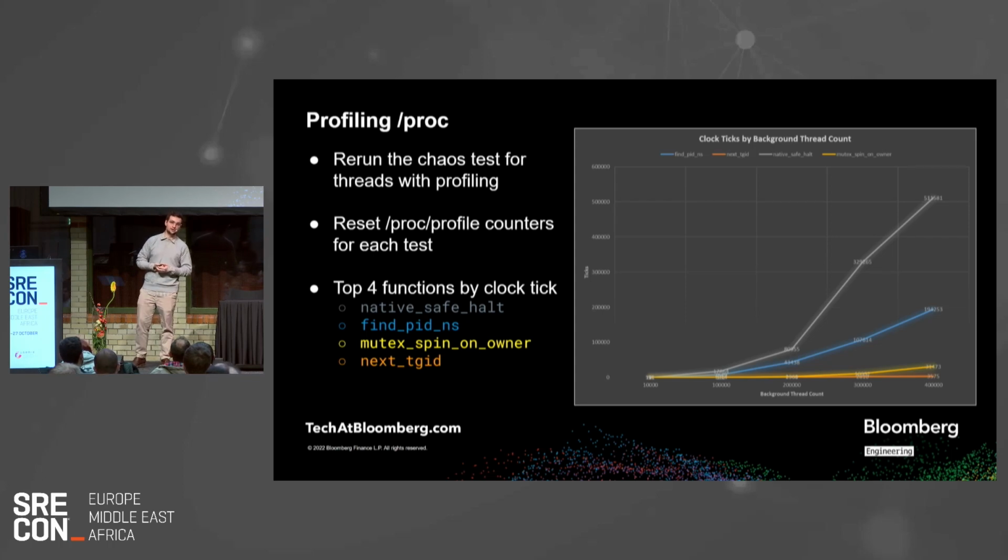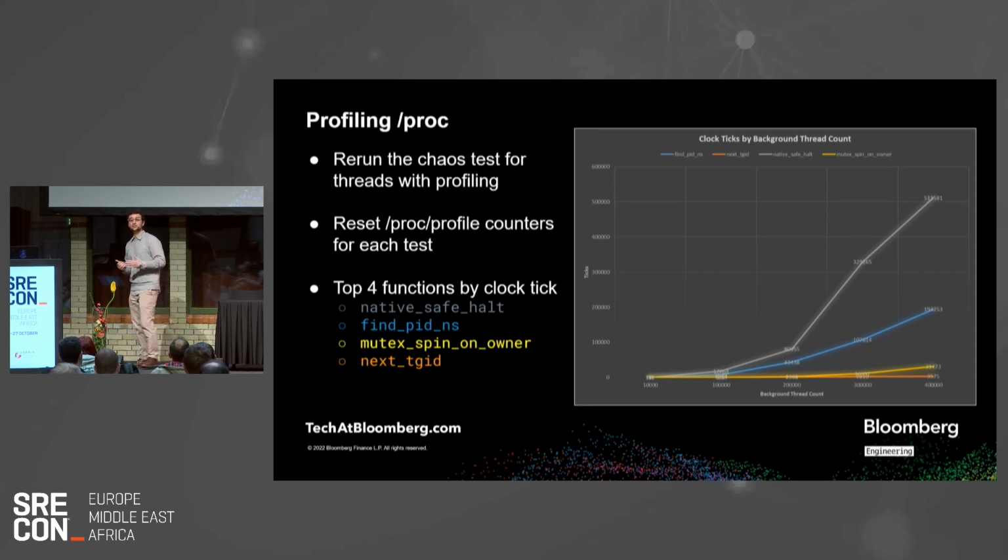We also have the background thread count as the x-axis and the number of clock ticks as the y-axis. And after we do that, we see these 4 functions as by far the most called functions at the time. And we'll go through these one by one. So the top one that grew pretty tremendously, seems to be exponential behavior, was the native safe halt function.